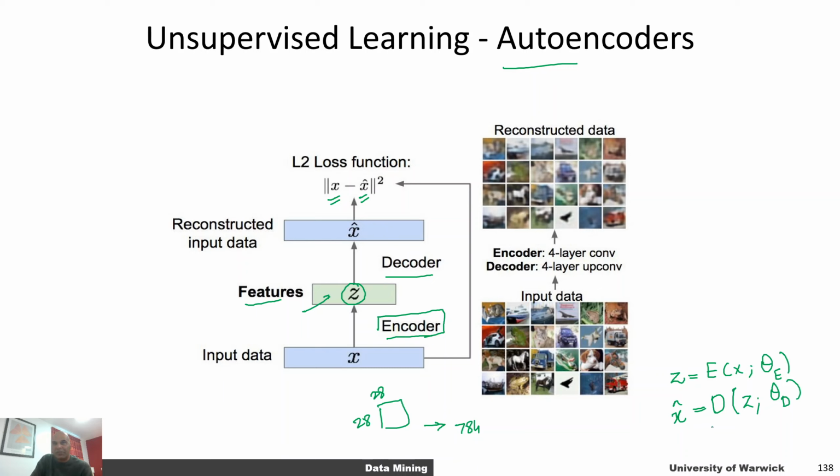So the optimization problem then becomes that we want to minimize the error between X and X prime or X hat. So we want to learn such values of theta E and theta D so that this error is minimized, not only for this particular example, but typically for a bunch of examples, so i equal to 1 to n. So this is how these autoencoders work. The goal is to learn a reduced representation for a given input image.